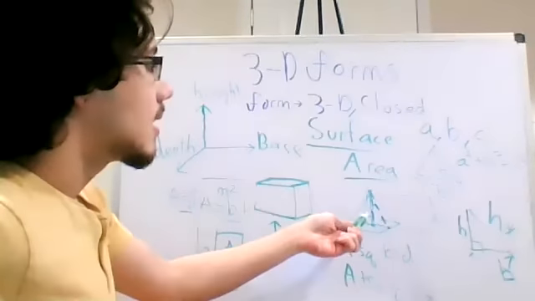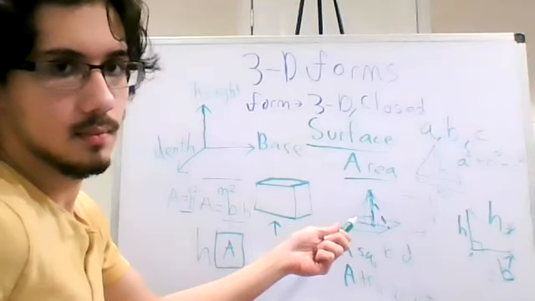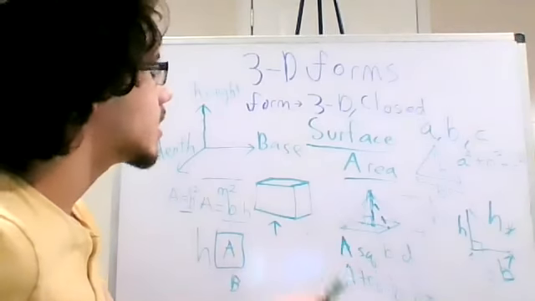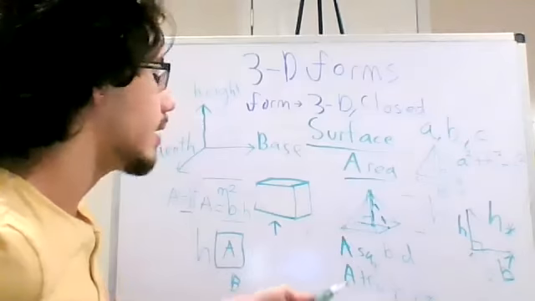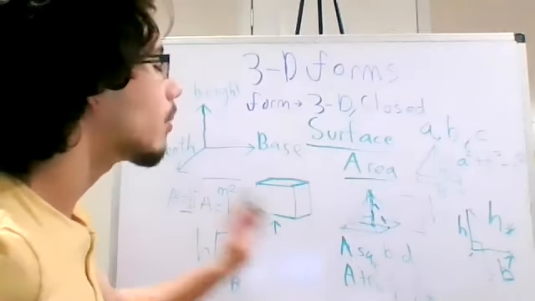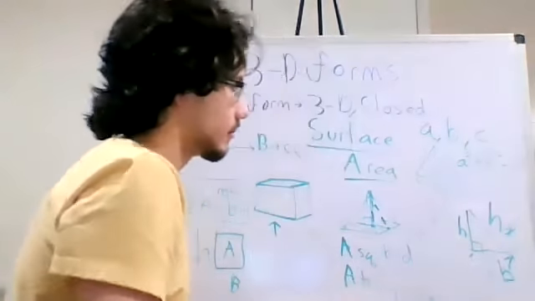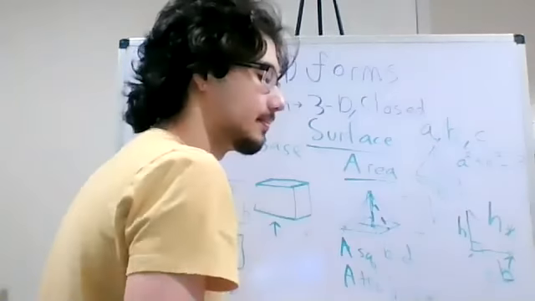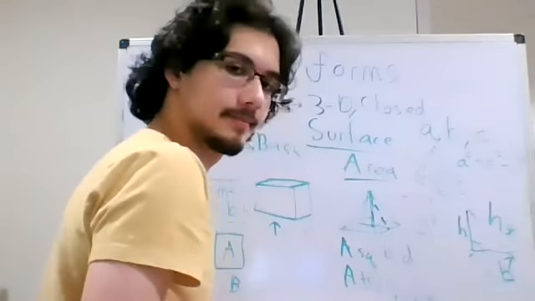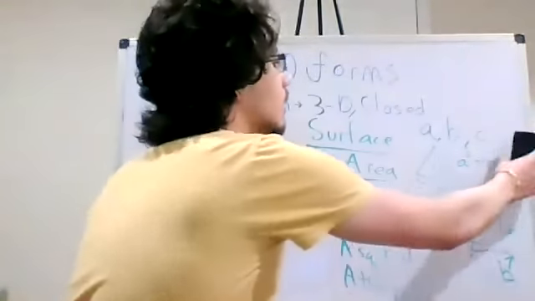How many triangles are in this square pyramid? 4. So that means you just need the area of one of the squares and 4 of the triangles, and that is the surface area of the whole pyramid. All right. Any questions? No, sir. Okay.